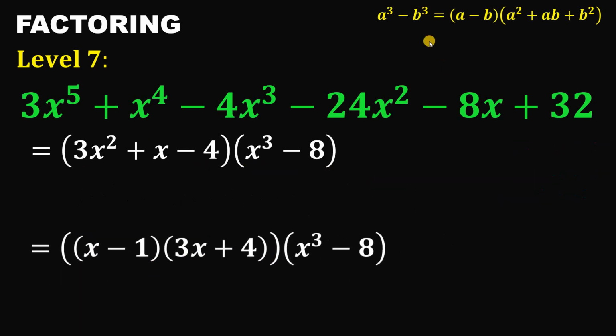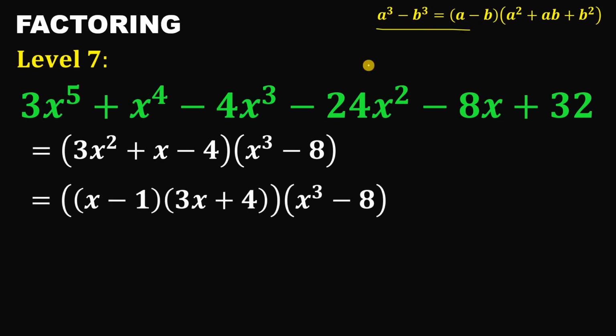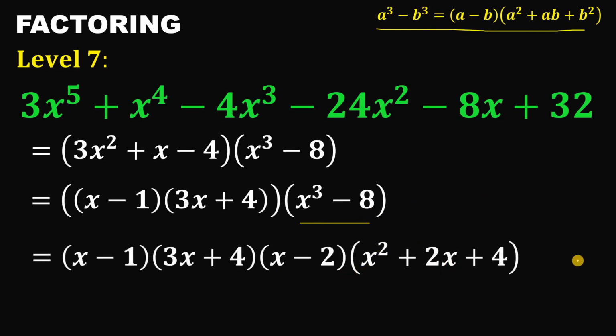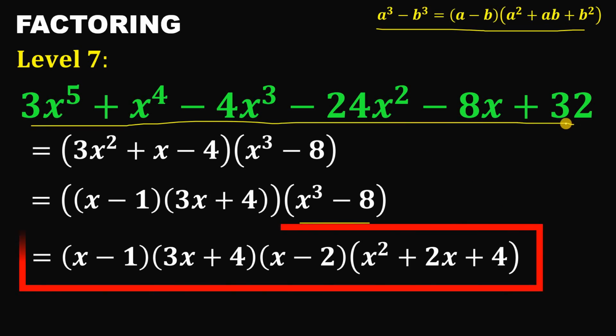Now, let's focus on this result and let's use this identity. Since we already factored this expression on level 6, let's put its factored form, x minus 2 multiplied by x squared plus 2x plus 4. And this is the factored form of this expression. And we are done.